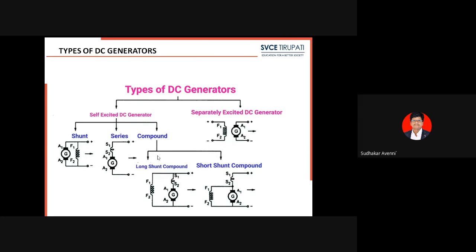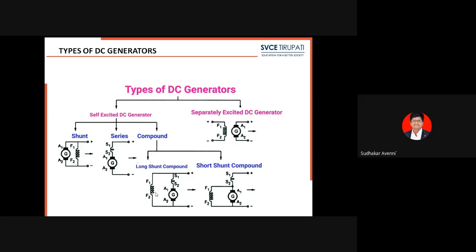Coming to the compound generator, it may be long shunt or short shunt. There is a closed path for the shunt field winding with respect to the armature winding. Because of residual voltage, a current flows through the shunt field winding. Then the shunt field flux increases. This flux is added with the residual flux. Again, this compound generator also builds up rated voltage across its armature terminals.